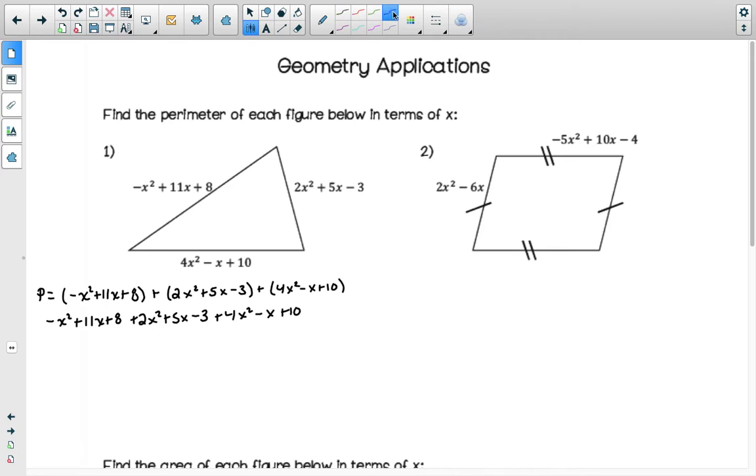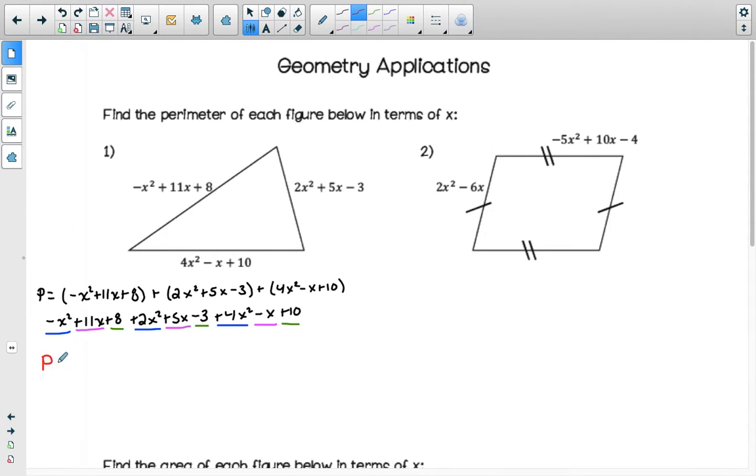Now we start combining our like terms. We look for our largest exponent, which is 2, and nothing's higher than an exponent of 2. So I have a negative x squared, a positive 2x squared, and a positive 4x squared. All of those will go together. Then we look for our x's. We have a positive 11x here, a positive 5x here, and a negative x here. Then we look for our constants. We have a positive 8, a negative 3, and a positive 10. So we want to combine our like terms.